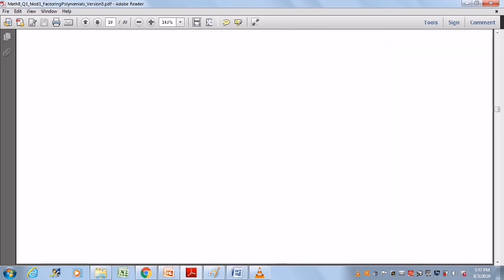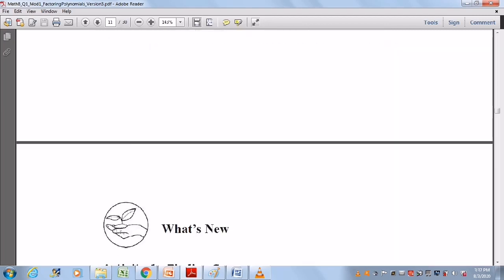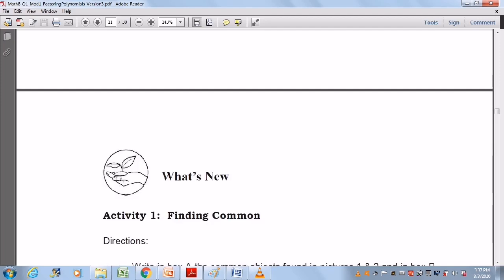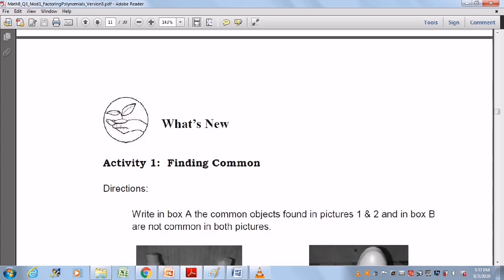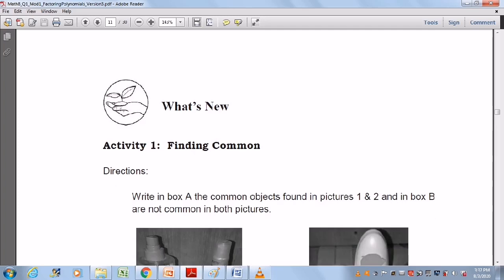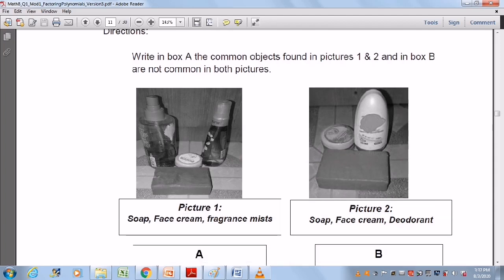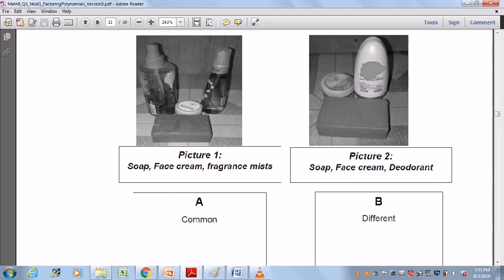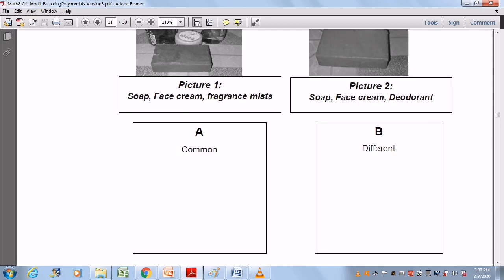Okay. So since alam na yung meaning ng tatlo, what's new is about finding common. So ito yung parang nag-establish ka na ng lesson. It's somewhat your motivation. So the directions, write in box A the common objects found in pictures 1 and 2, and in box B are not common in both pictures. So para ma-establish yung lesson na common monomial factors, so what do they have in common? Ayan.